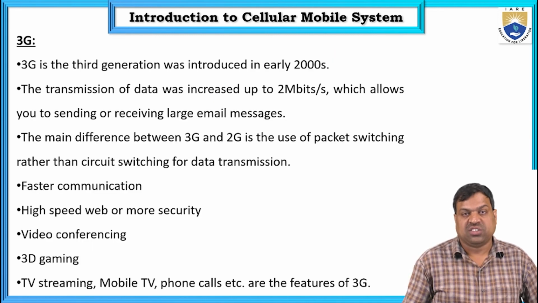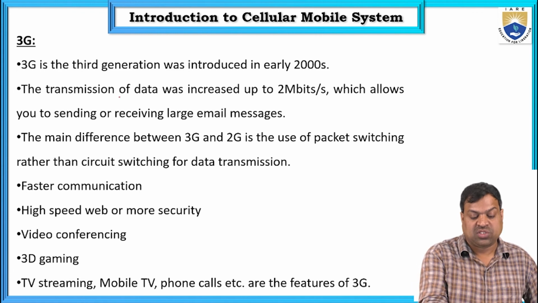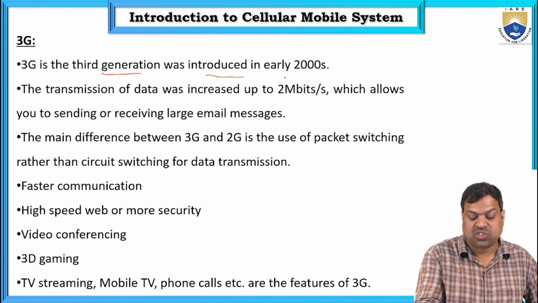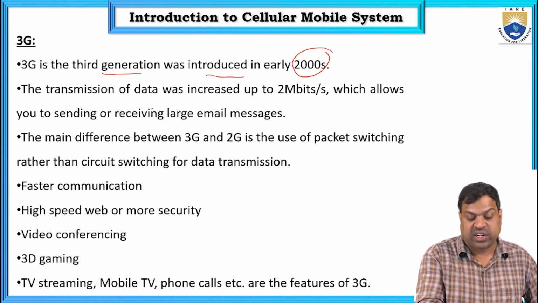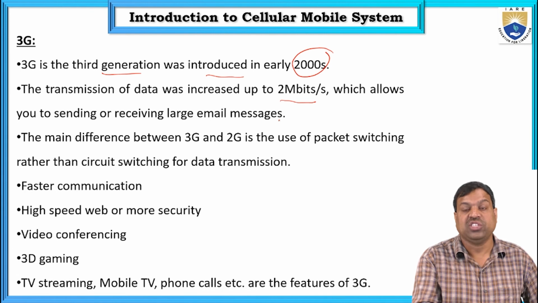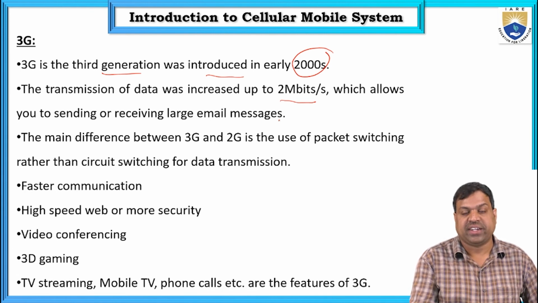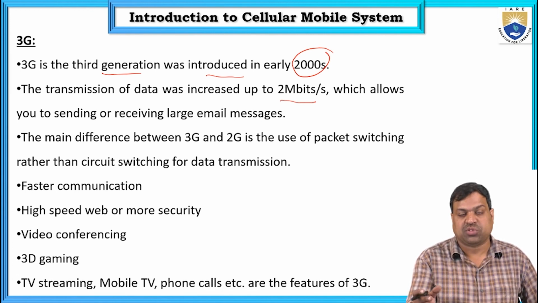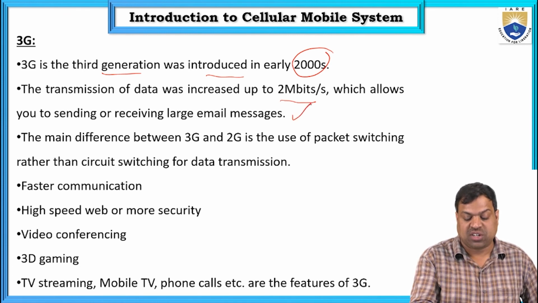Next, 3G, the third generation communication system. The third generation was introduced in the early 2000s, with an increase in bits per second, which allows sending or receiving large email messages. The internet is possible, internet options came, and passing emails is possible.